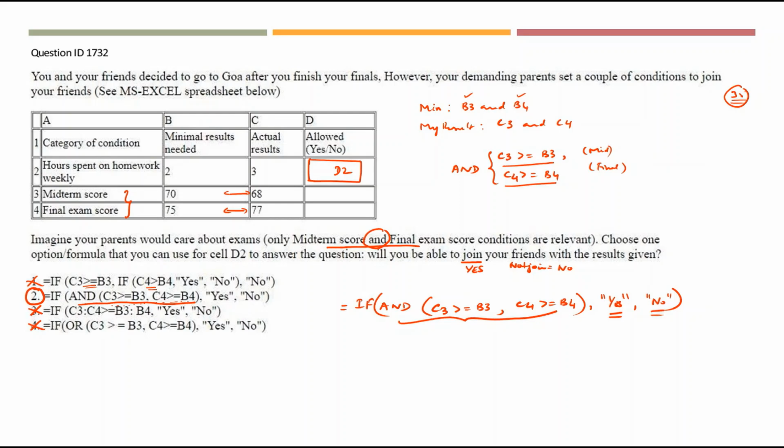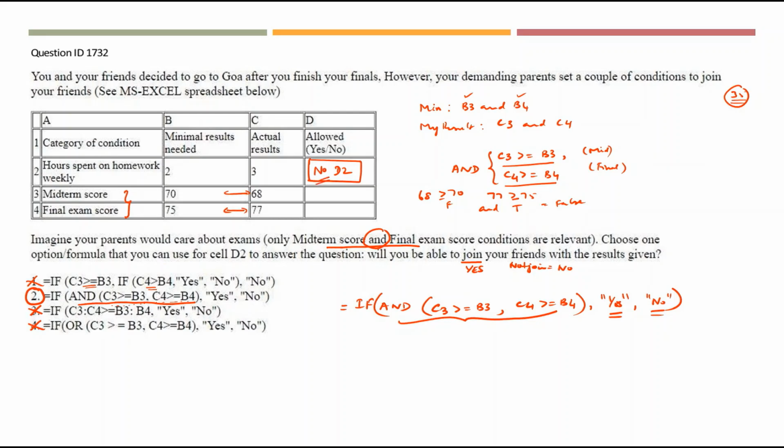Just check, 68 greater than or equal to 70 is false. 77 is greater than or equal to 75 is true. False and true will give you false only. So since it is false, the answer will be no here. Option 2 will be the right answer.